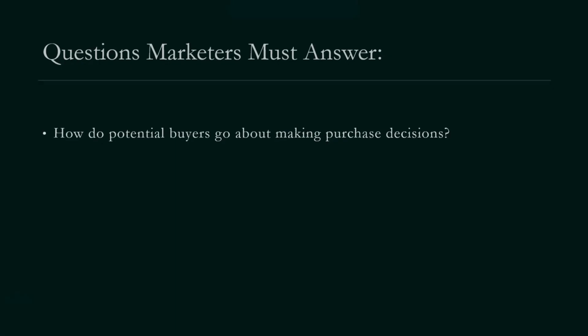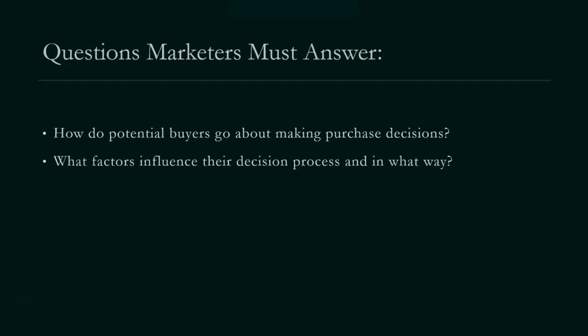Marketers need to answer two critical questions. First, how do potential buyers go about making purchase decisions? And second, what factors influence their decision process and in what way? If marketers can understand these two questions, they can better develop products, marketing messages, and strategies that appeal to their target customers.